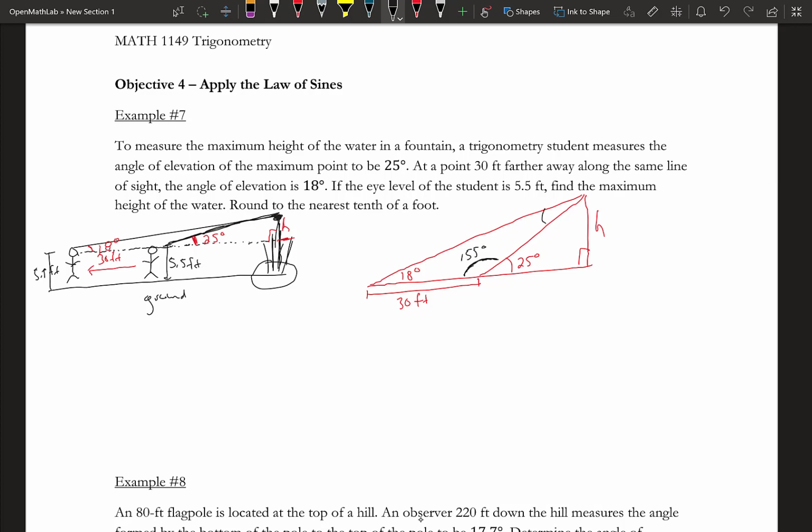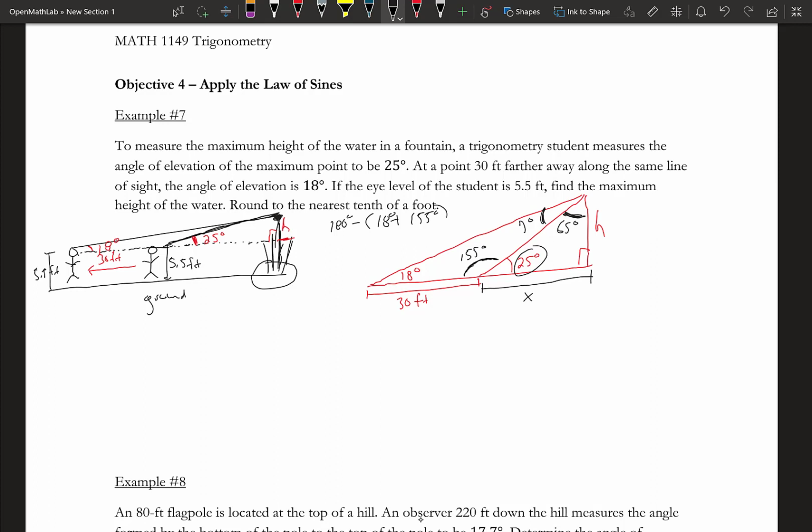And then I can find this angle just by taking 180 minus the sum of 18 degrees and 155 degrees, and that comes out to be 7 degrees. Then I can find this angle because that's a 90-degree angle, so these two angles, this one and this one, have to be complementary, adding to 90, so that would be 65 degrees. And then I could maybe label this as X.